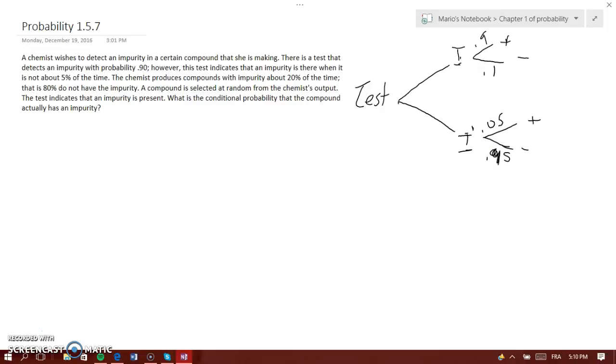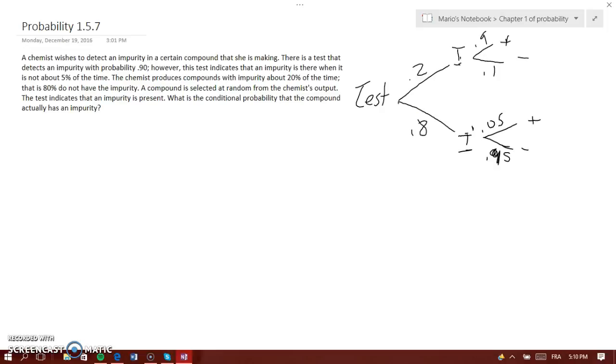Then it says that the chemist produces compounds with impurity about 20% of the time. So about 20% of the time it has an impurity, which is 0.2. So 80% do not have the impurity, so 0.8.